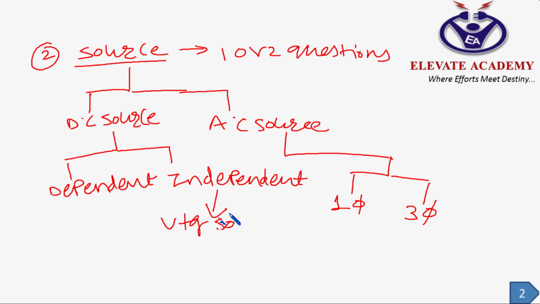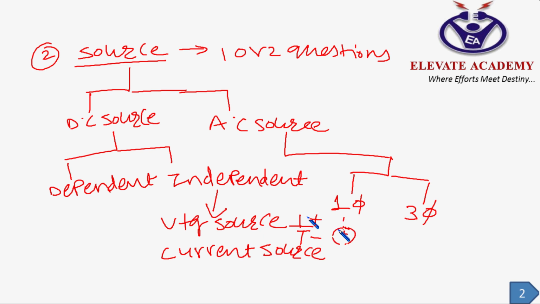Voltage source, then current source. The voltage source, the symbol of voltage source is very simple. You all know that positive polarity, negative polarity. There are different ways to denote the voltage sources. This is one of the ways. Again, this will be the second way to denote the voltage source. There are a number of ways to denote the voltage sources. So a question may ask the symbols of voltage sources.